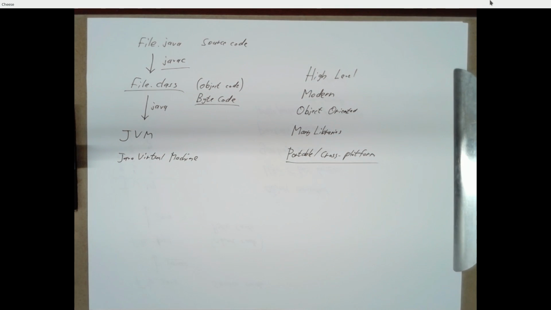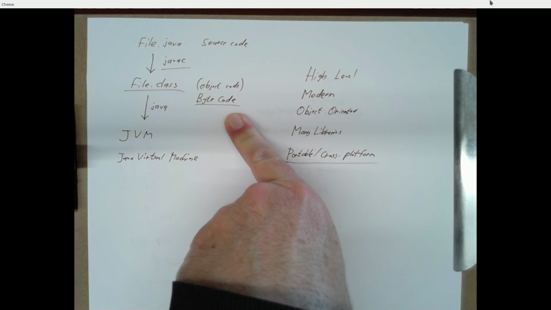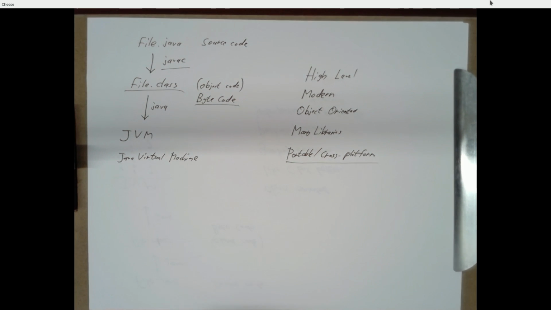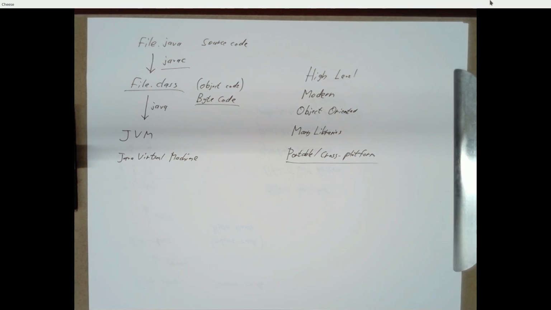And it's a make-believe thing. It's an imaginary piece of hardware that understands these ones and zeros that we call bytecode. But it's not actually a physical machine. It's a program that's interpreting the bytecode and saying, hey, here's a 1001, that means I'm supposed to do such and such. And then it does such and such.